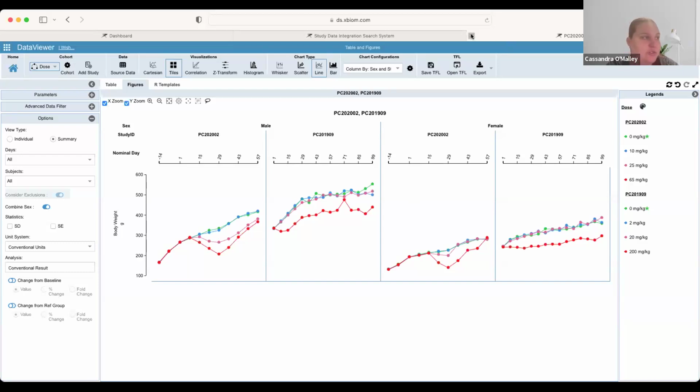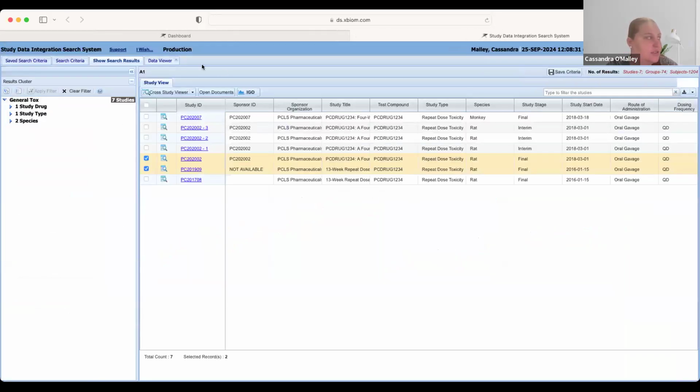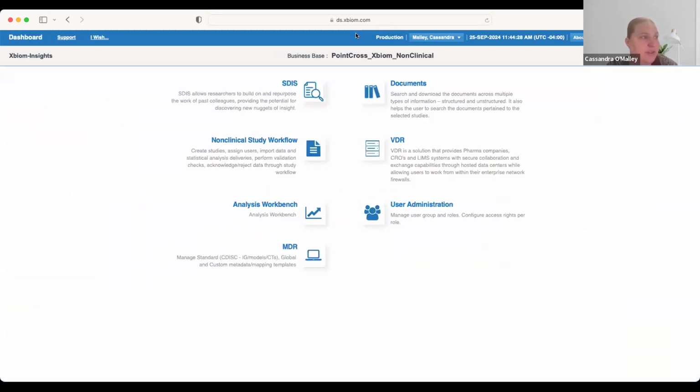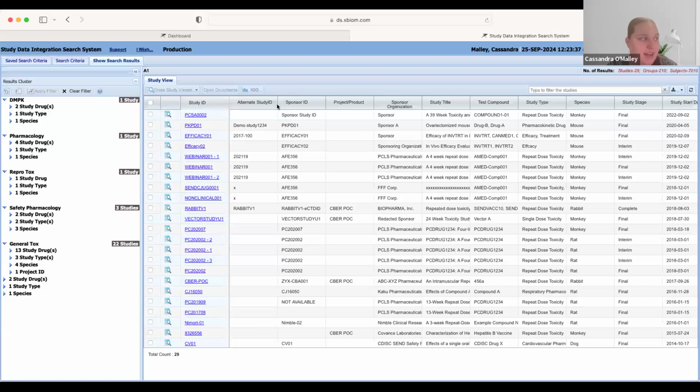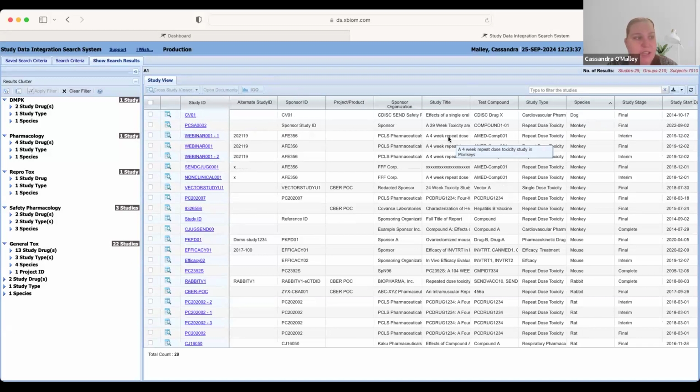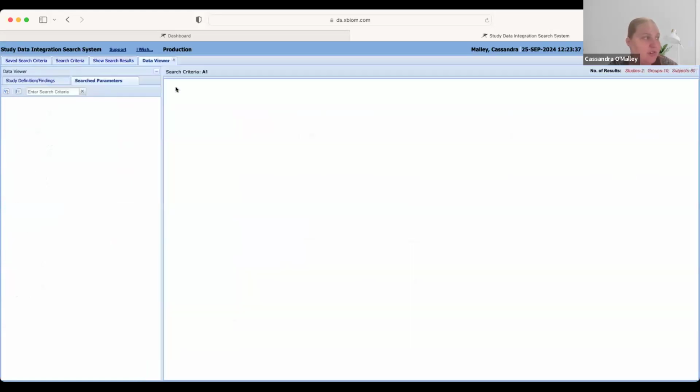I'm going to choose a different 2 studies. So I'm going to close everything that I had opened out, and I'm going to go into the SDIS again. And I'd like to take a look at the monkey studies. And I'm going to choose this PCSA study and webinar 001. So as of writing this, I can see already that they don't have the same test compound. But I'm going to take a look at this cross-study viewer again.